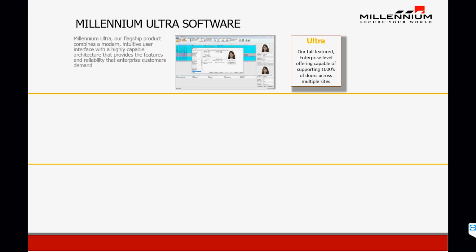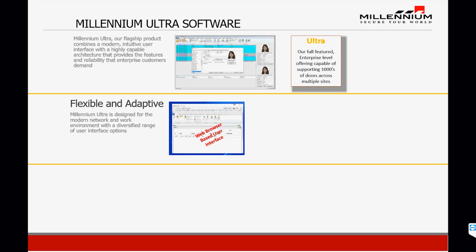Millennium Ultra is our flagship product. Millennium Ultra is the product that will be installed on any new installations, and all upgrades will be moved to it. It is an enterprise software that people demand. It is fully featured and can support thousands of doors across multiple locations or sites.